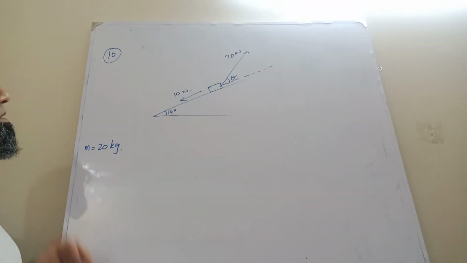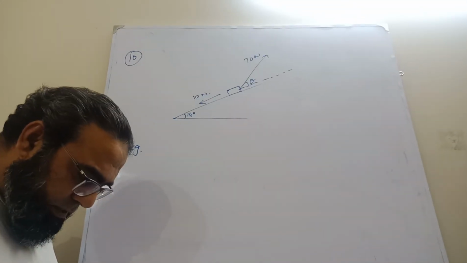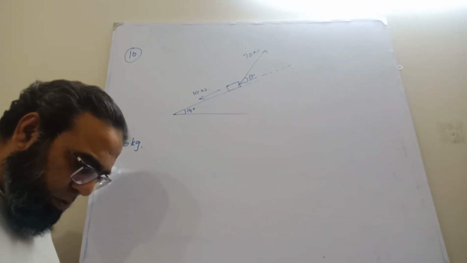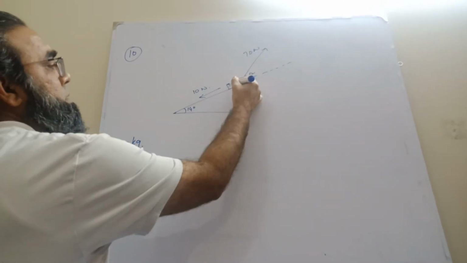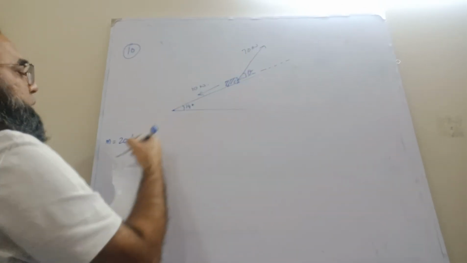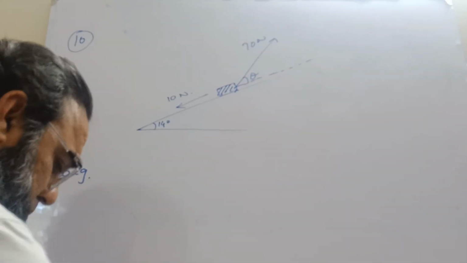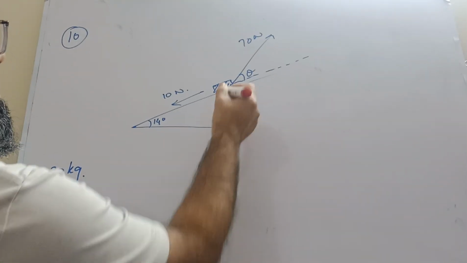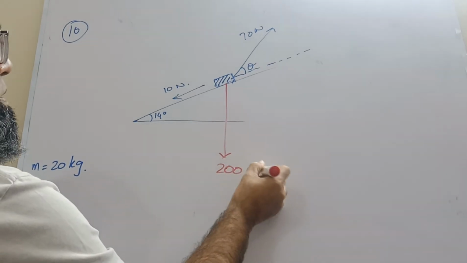Okay. The 10th question from this exercise. A girl is dragging a sled of mass 20 kg up a slope at an angle 14 degrees. So this is that sled. Okay. So this is being pulled upwards with this force. Its mass is 20 kg. So I'll be showing the weight like this, vertically downwards. This is the weight, which is going to be 200 newtons.